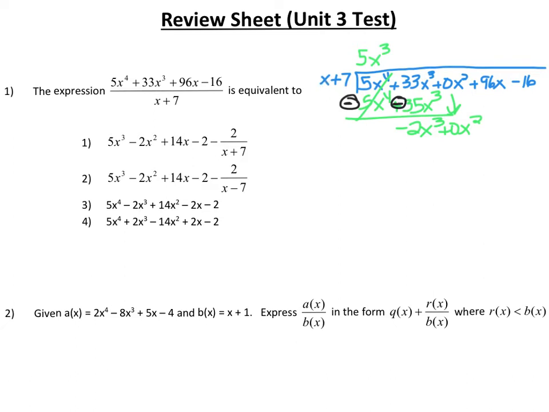Now we look at the first term here and the first term here, and we say, what do we multiply x by to give us negative 2x cubed? Well, we're going to multiply it by a negative 2x squared. So let's put that on the top, negative 2x squared. And then we just repeat the same process. Negative 2x squared times x would be negative 2x cubed. And then negative 2x squared times 7 would be negative 14x squared.